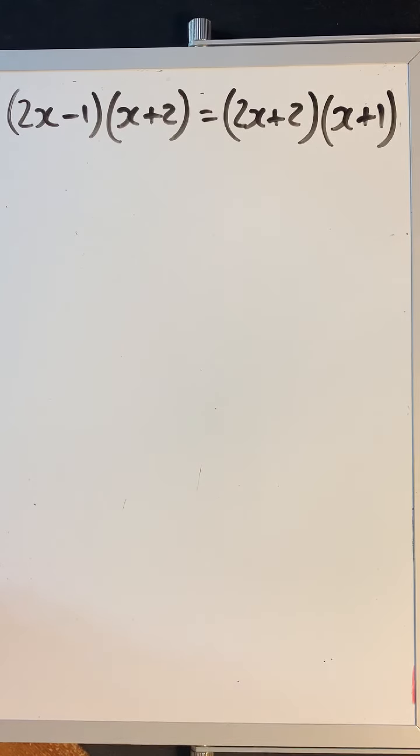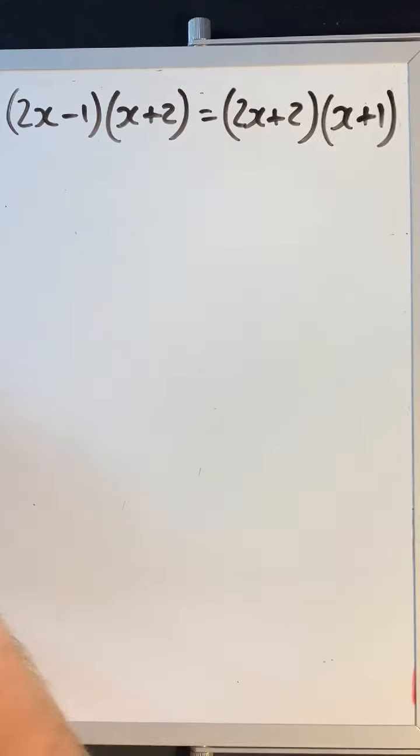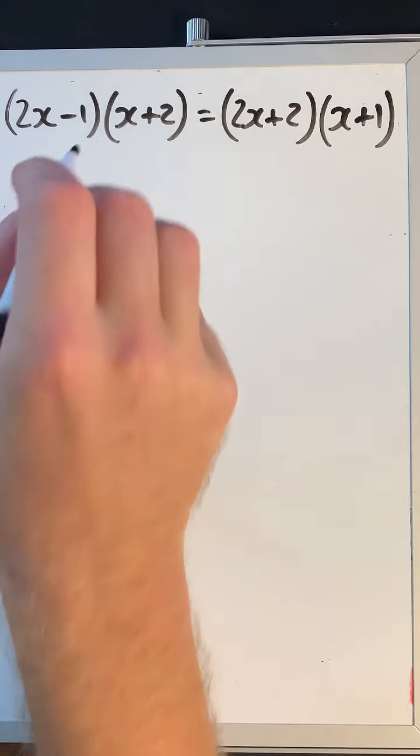Moving on then to a slightly more difficult one, but the same in terms of the layout of the solution. Slightly more difficult because we've got 2 x's in here now instead of x's. Okay, so the algebra is slightly more difficult.